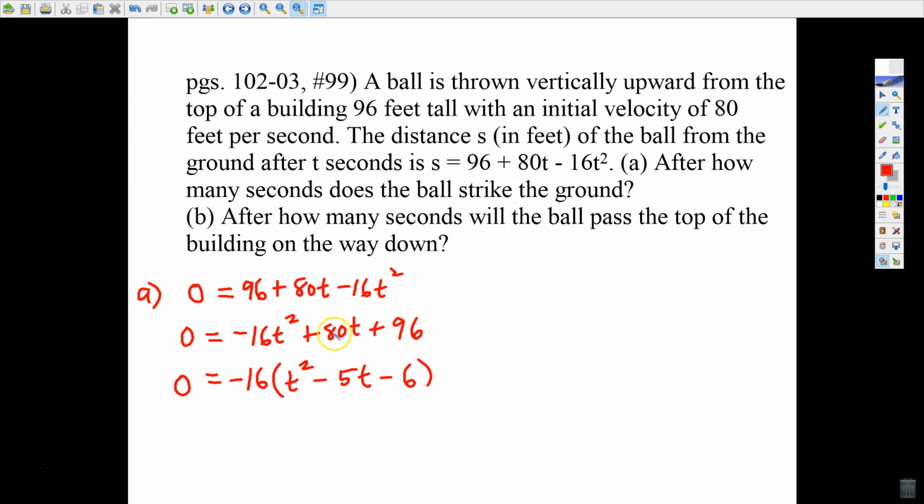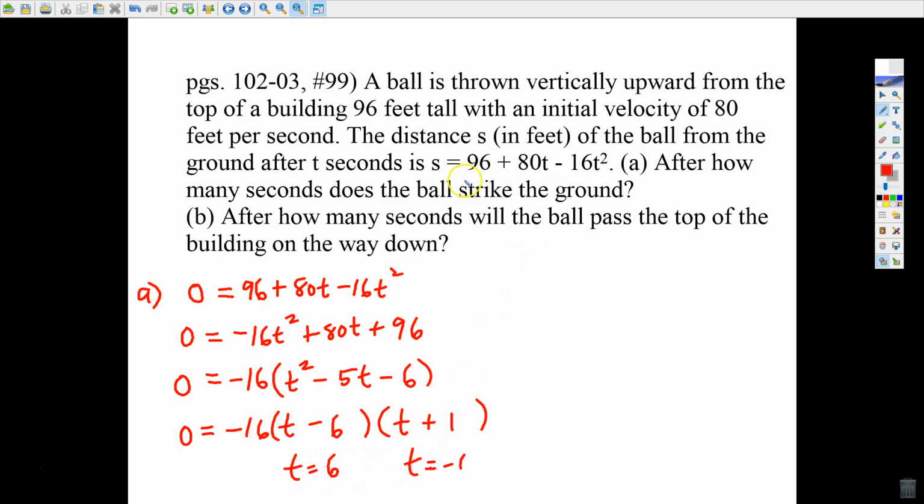Negative 16 goes into 80 negative 5 times. Negative 16 goes into 96 negative 6 times. So we'll continue factoring. And the factors of negative 6 that add up to negative 5 are minus 6 and plus 1. So I get t is 6. I get t is negative 1.